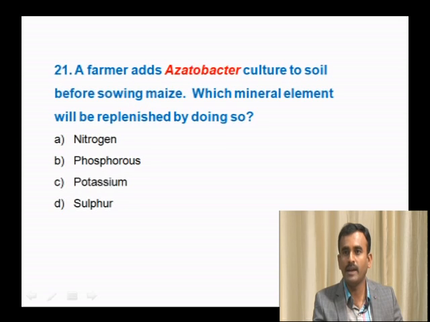A farmer added Azotobacter culture to soil before sowing maize. Which mineral element will be replenished by doing so?